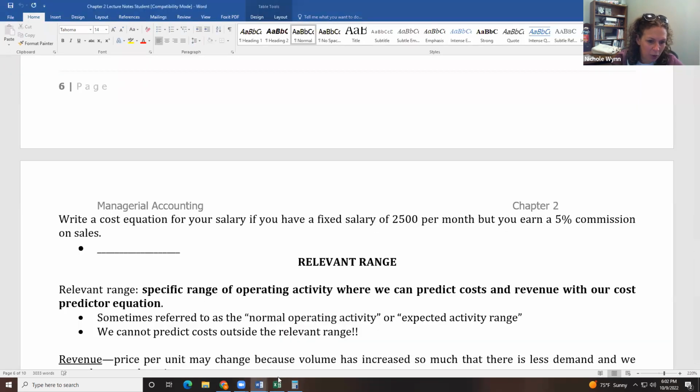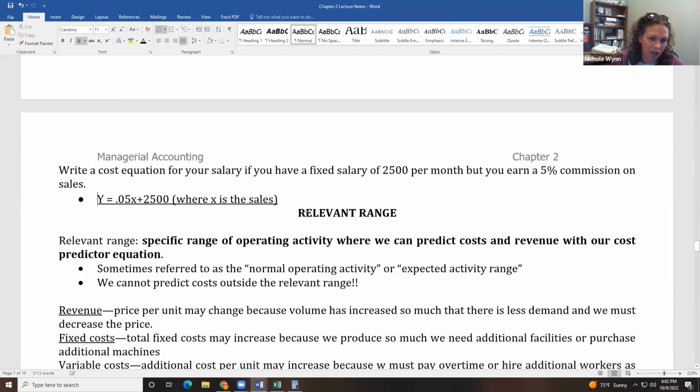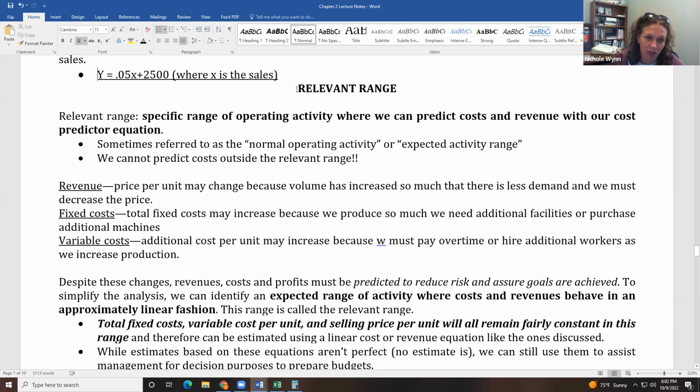So I relined up everything to make sure things are lining up with your pages. We had just finished in the last one, we had just come up with our 2 cost equations. There's a conversation here in the middle of page 7 about relevant range. Relevant range is your normal operating activity, and your costs are going to behave normally within the relevant range.